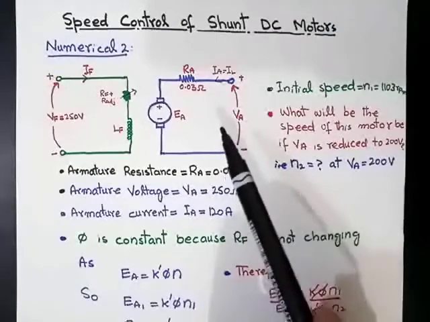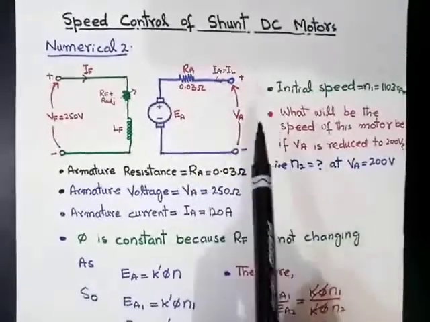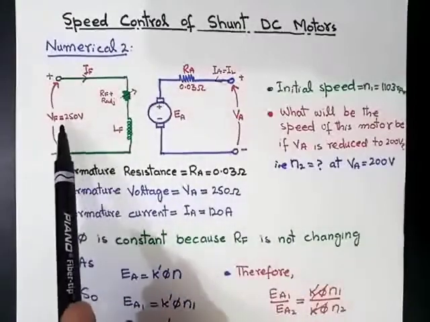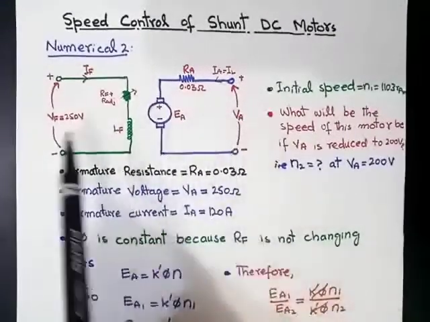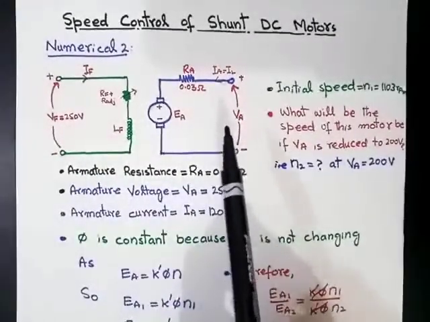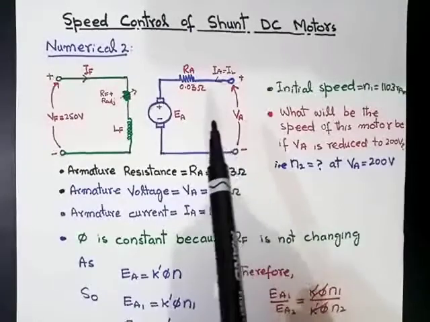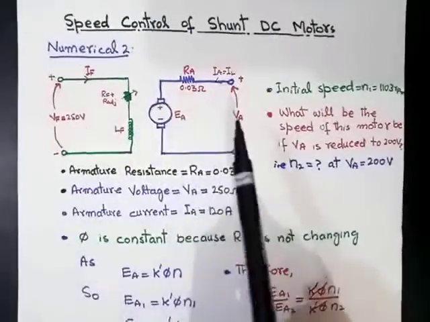If VF and VA are the same, if the voltage sources across the field winding and armature winding are the same, then there will be no difference between separately excited and DC shunt motors.